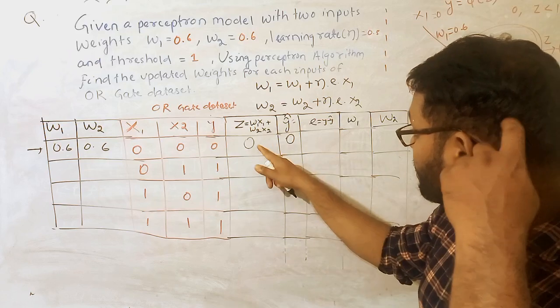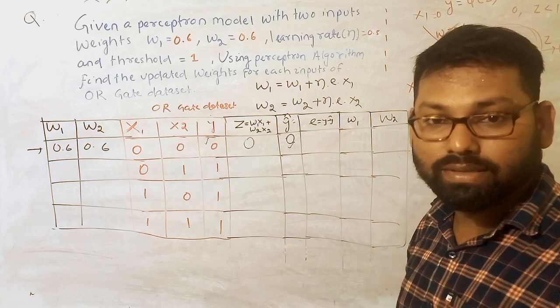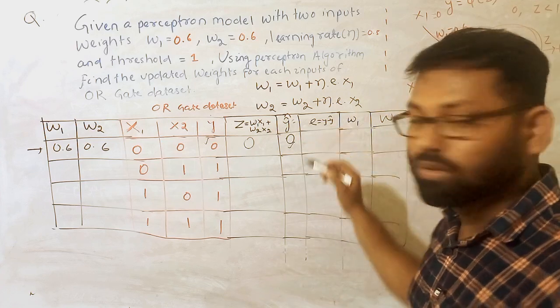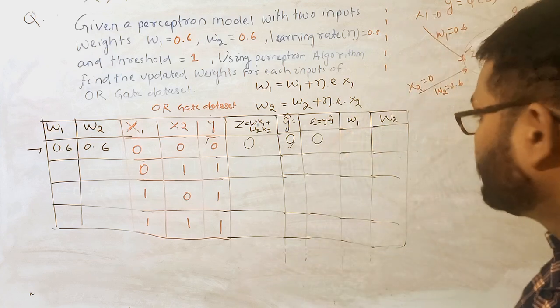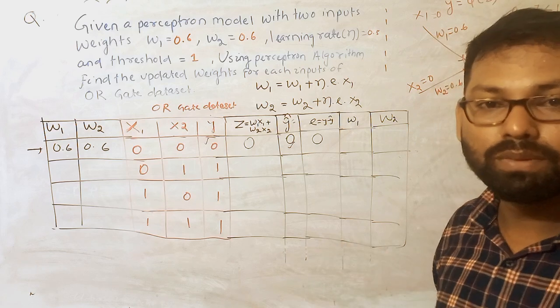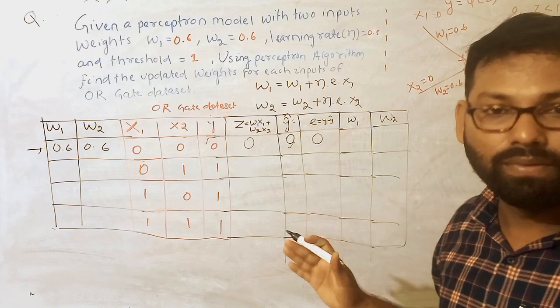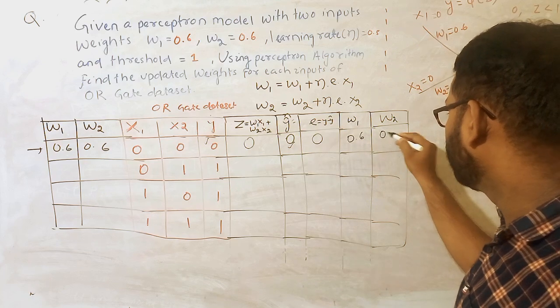And what is the error here? Both the real output and predicted output are the same. So the error, if I do the minus, is 0. So here no need to change the weights. The weight is going to remain the same. No need to update the weights, because this weight is predicting perfectly. So it is going to remain the same.